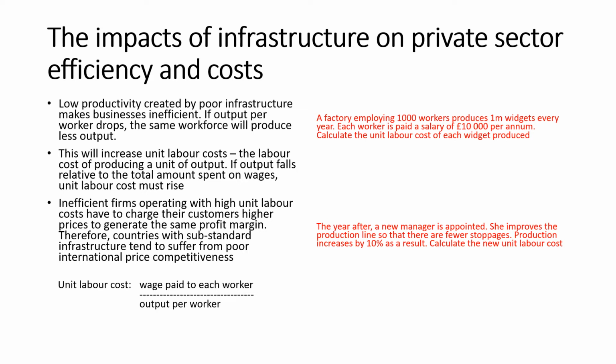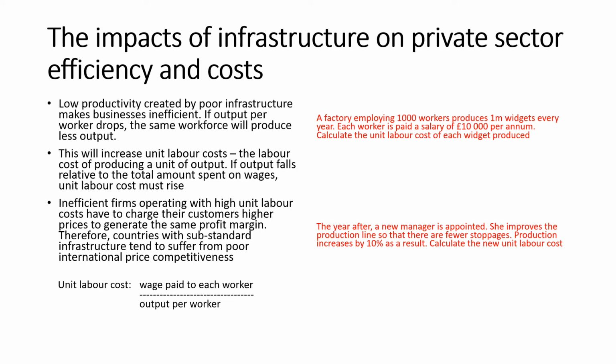So you can see at the bottom of the screen there, unit labour cost is equal to the wage paid to each worker divided by productivity. So if output per worker drops, the denominator decreases, and that will increase unit labour costs. So inefficient firms operating with high unit labour costs, because their productivity is low, because they're having to use lousy infrastructure, they'll suffer from high costs. To make a profit, you've got to charge higher prices if your costs are higher than they should be because of poor productivity that's caused by an infrastructure problem.